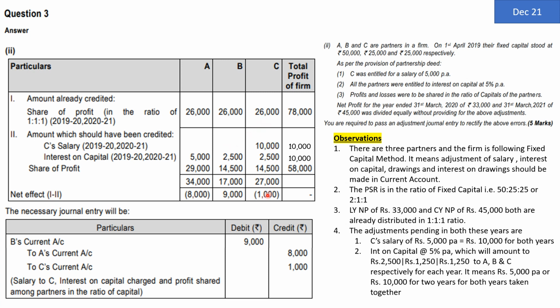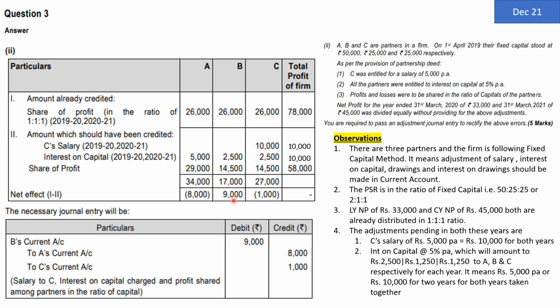C should be getting 1,000 rupees more. He has got 26, he should have got 27, he will get 1,000 rupees extra. Whereas B should have got only 17, whereas he has got 26,000. That means he has got extra amount of profit in the past. Now he will have to give back that profit. That means he will be giver, and A and C will be getting that particular profit from B. B will bring in 9,000 rupees.